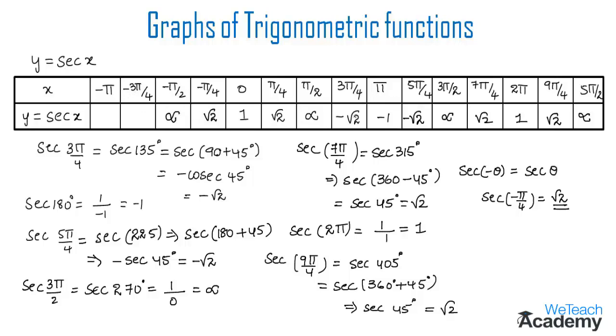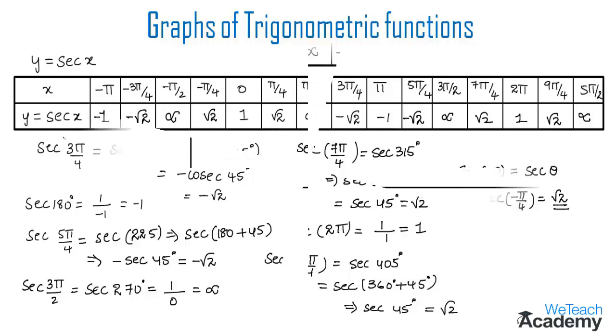And then the value at minus 3 pi by 4 is minus root 2, and then the value at minus pi will be equal to minus 1. So these are the values of y corresponding to the different values of x in the equation y equal to secant x. And now let us plot these ordered pairs in a coordinate plane.